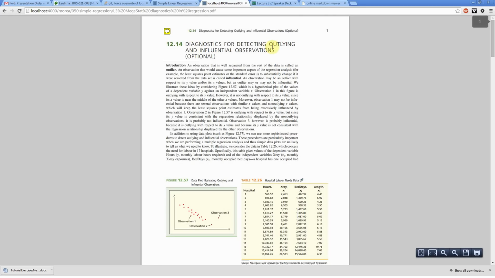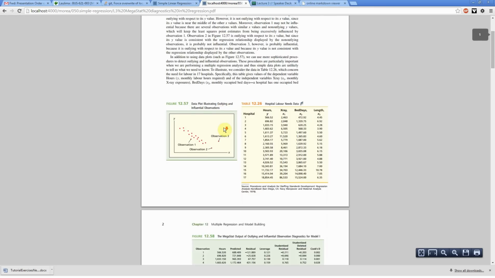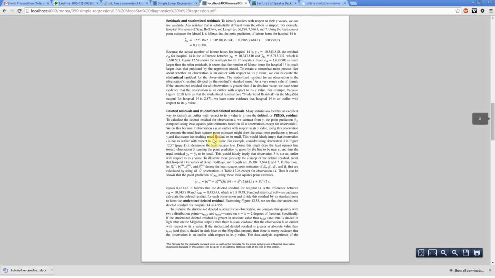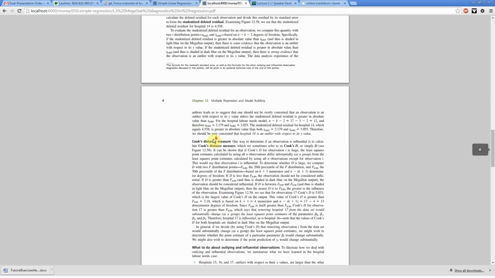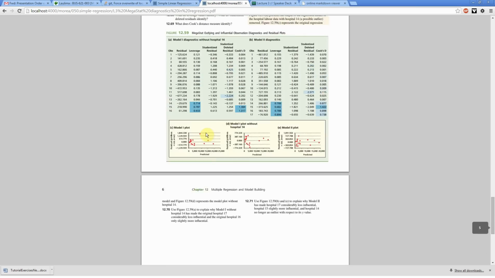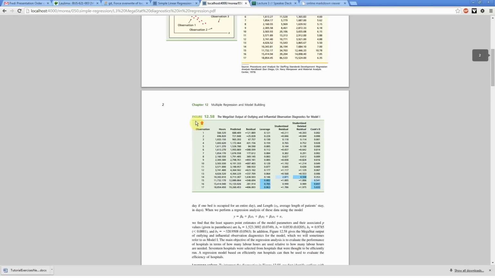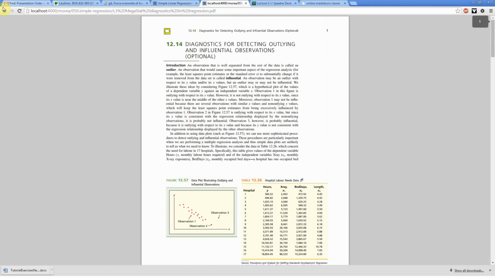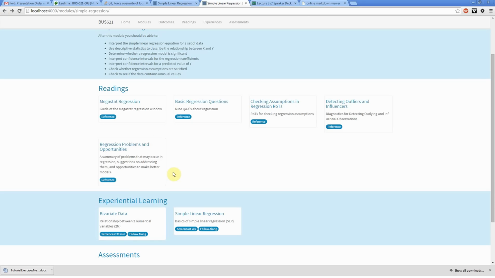And there's this whole section on detecting outlying and influential observations using Megastat. I know I only went over it very briefly, but you should take a quick look at some of this stuff to help you understand how to use Cook's distance and leverage to identify potentially unusual or unexpected points.